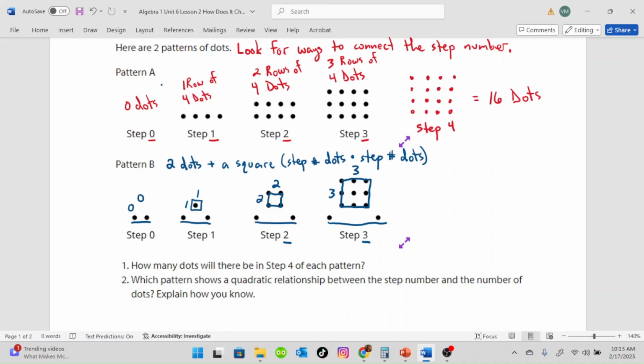So if I'm looking at step 4, then I expect to have a square that is 4 dots by 4 dots, and then I expect to have these initial 2 dots down at the bottom. So this gives me a total of 18 dots.